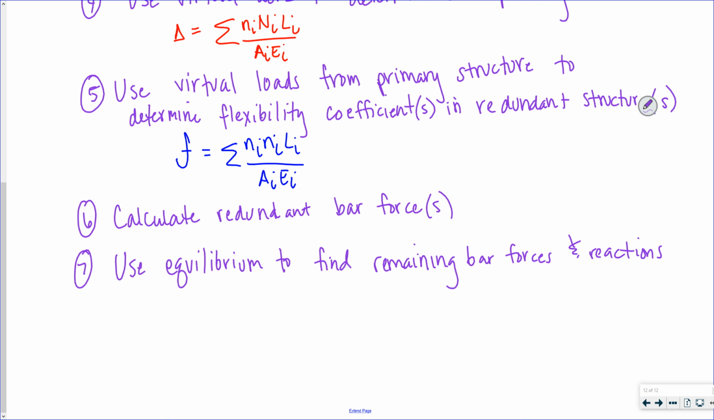So we did an example of that already. I just wanted to do the example before we did the summary of the procedure. And now you can use the force method to solve trusses, statically indeterminate trusses. And that is all that we are going to do for indeterminate structures.